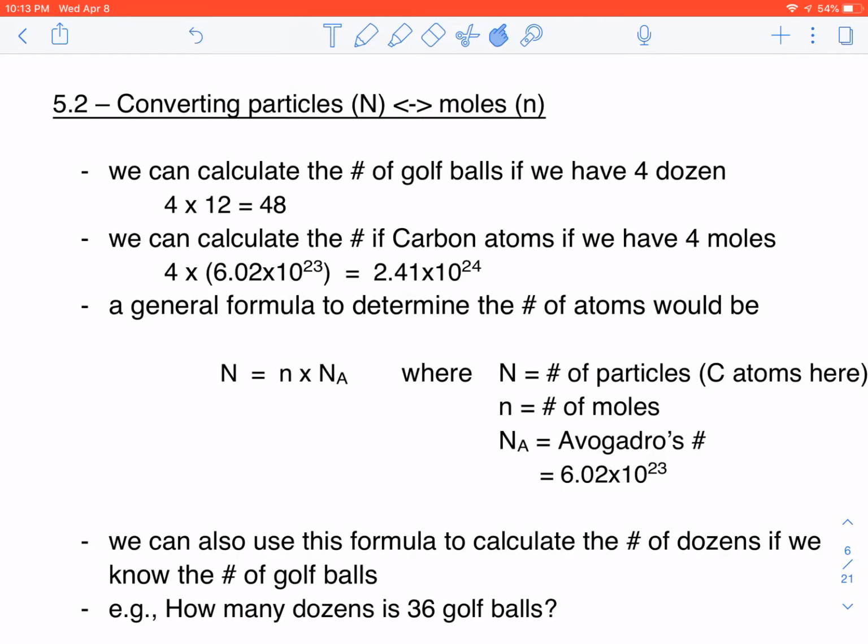It's the same thing. I want to be able to do the same thing talking about the number of something, which in this case is going to be big N. Okay, big N is the number of particles, right? Whether it's atoms or molecules. And little n, which is the number of dozen.